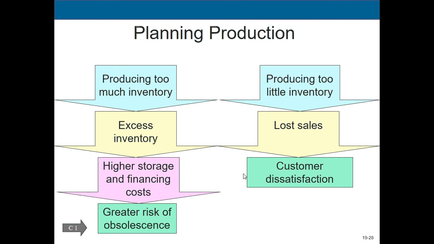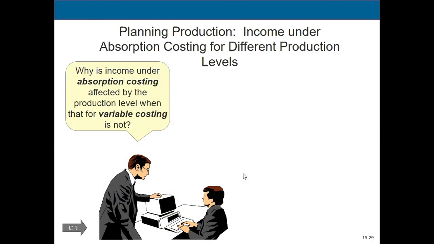You don't want it to happen. Stuff goes obsolete. You've got to get rid of it. It's going to cost you more in the long run. But if you produce too little, you're going to lose sales because customers are not going to be satisfied, right? You're not able to give them the inventory that they demand.